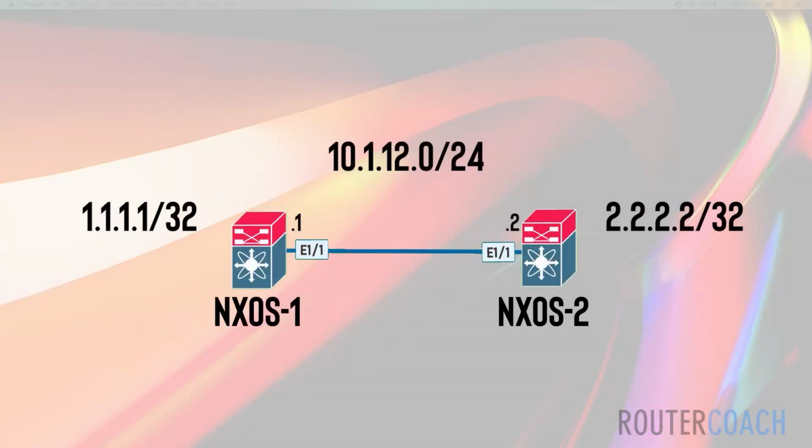I've just got two routers, two switches, Nexus 1 and Nexus 2, and they've got two loopbacks, 1.1.1.1/32 and 2.2.2.2/32. And what we're looking to do is ensure that Nexus 1 can reach Nexus 2's loopback and Nexus 2 can reach Nexus 1's loopback.